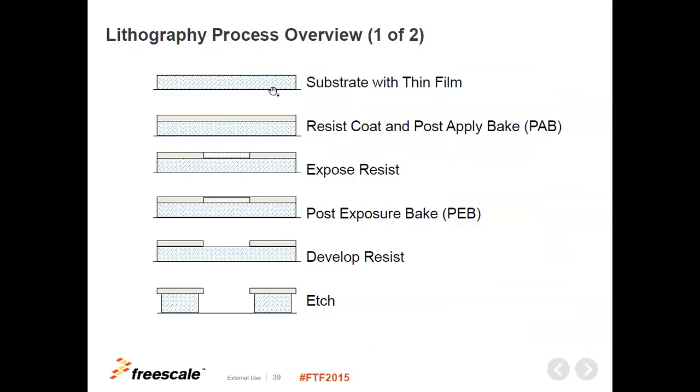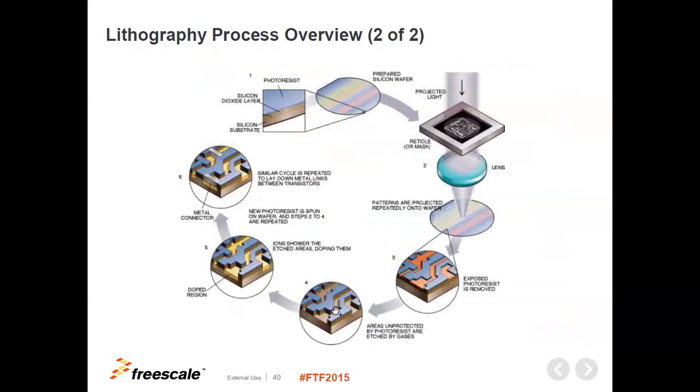You see, this is an example, no? Substrate with thin film, then we can put a resist coat. We can do the photolithography, so we can selectively take out some parts of the resist. Then we can put something more, then we can etch, we can do a lot of things, okay? This is the process, no?